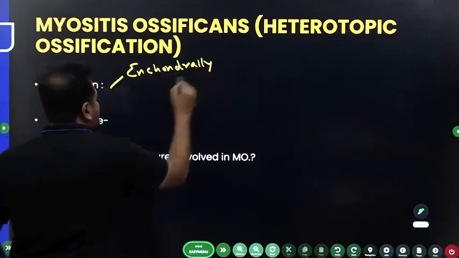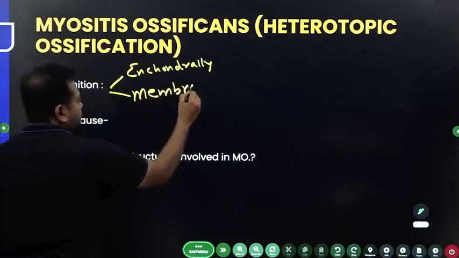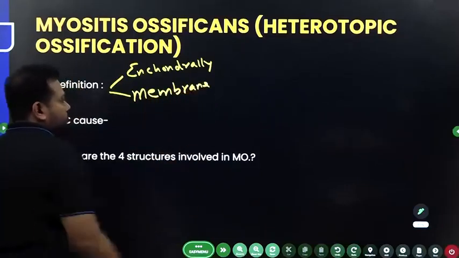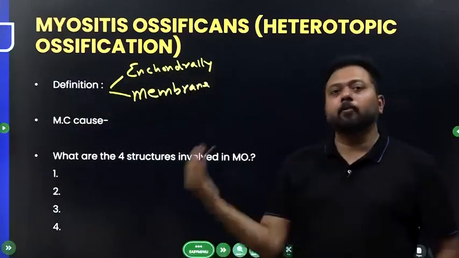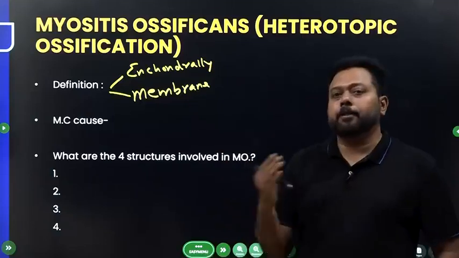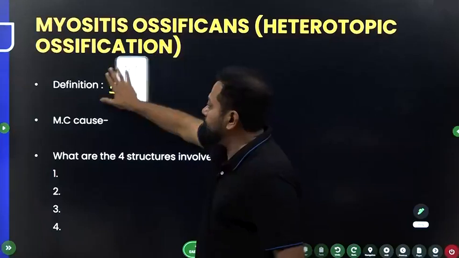Ossification should happen, otherwise membranously. These are the two types: membranous ossification or enchondral ossification. Here, ossification is happening in unwanted sites or ectopic sites. That is called myositis ossificans, otherwise called heterotopic ossification.